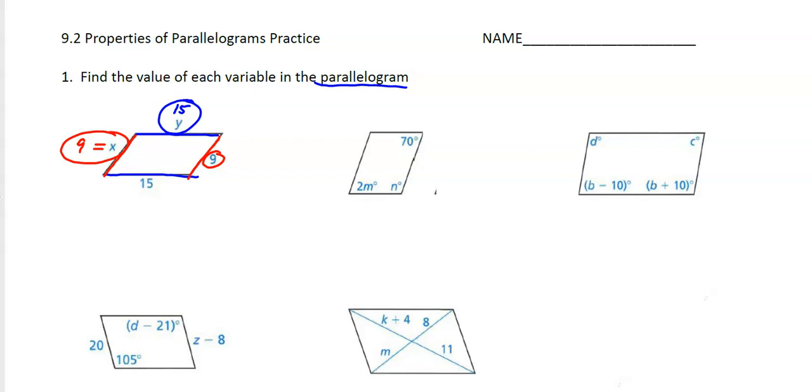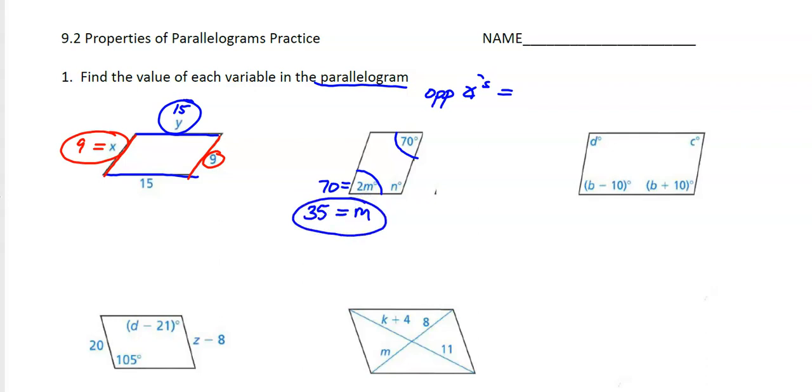The other feature about parallelograms is that opposite angles are also equal, or congruent. So I know that this 70 has to be 70 down here. So when is 2m equal to 70? I divide both sides by 2, and we will find out that m equals 35.